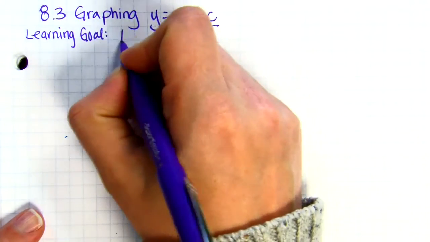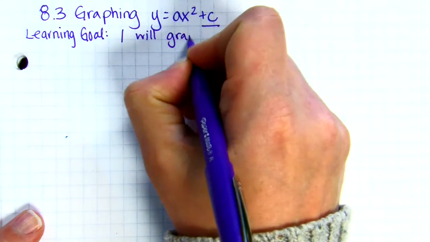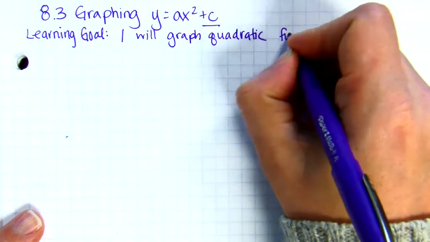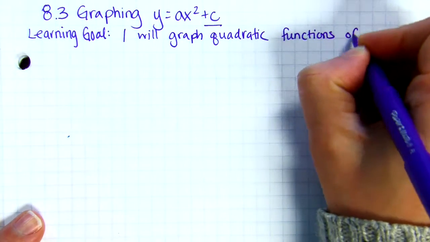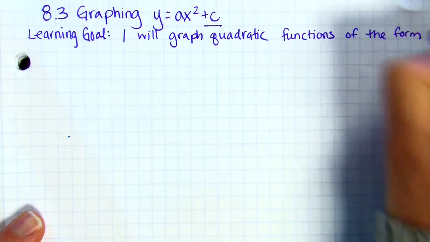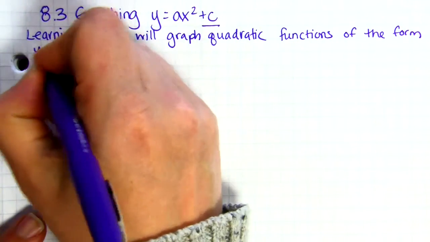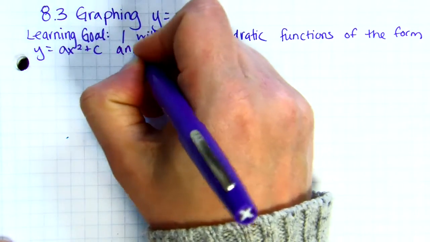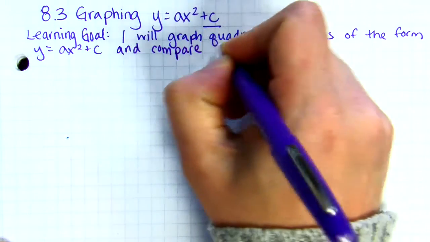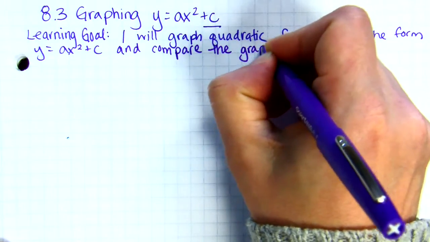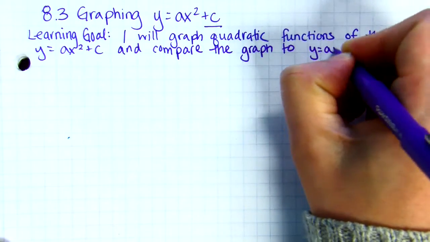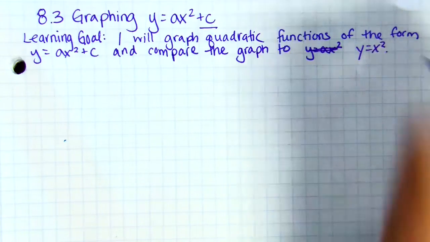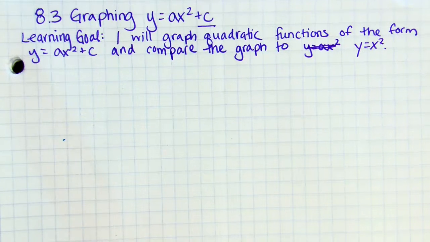So our learning goal: I will graph quadratic functions of the form y equals ax squared plus c and compare the graph to y equals x squared, our parent function, our parent parabola, and that is our goal for today.